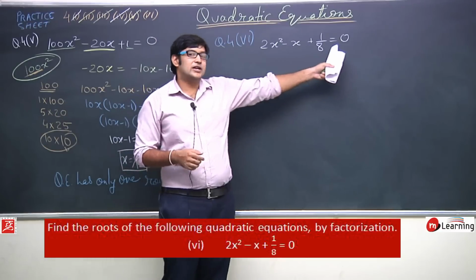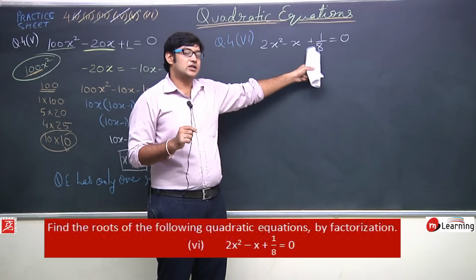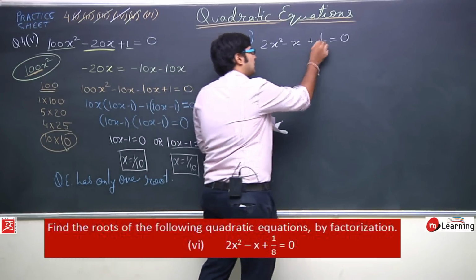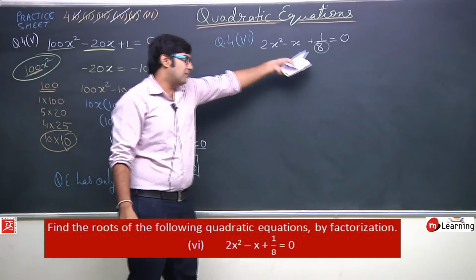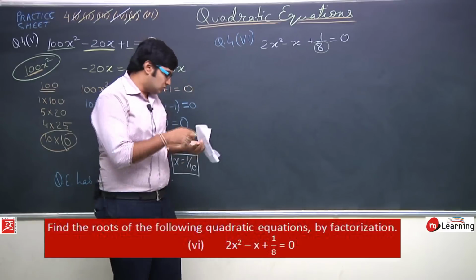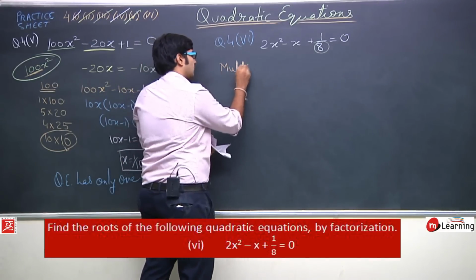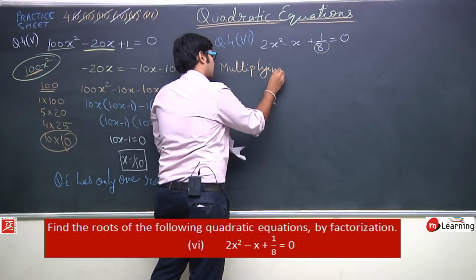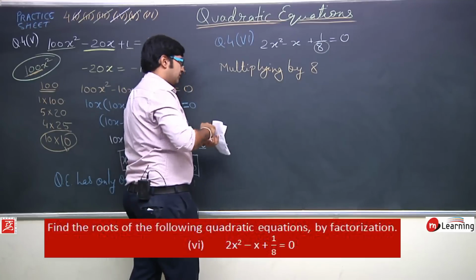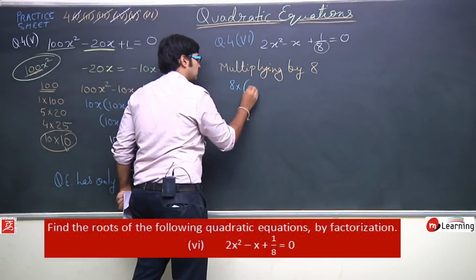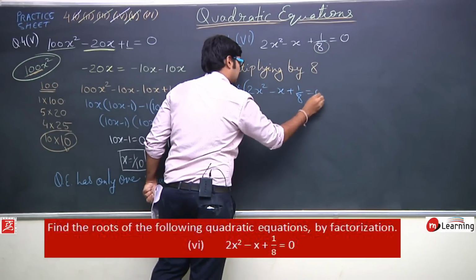You can see in this quadratic equation that if I multiply this quadratic equation by 8, because denominator में 8 दिख रहा है, तो अगर मैं इस quadratic equation को 8 से multiply कर दूं तो ये 1 upon 8 वाला expression हट जाएगा. So by multiplying by 8, if I multiply this equation by 8, what it will become? 8 times 2x square minus x plus 1 upon 8 is equals to 0.